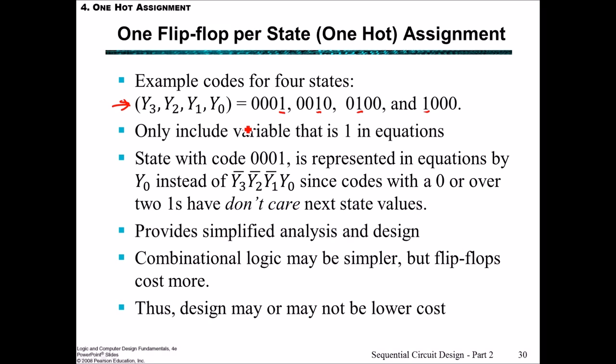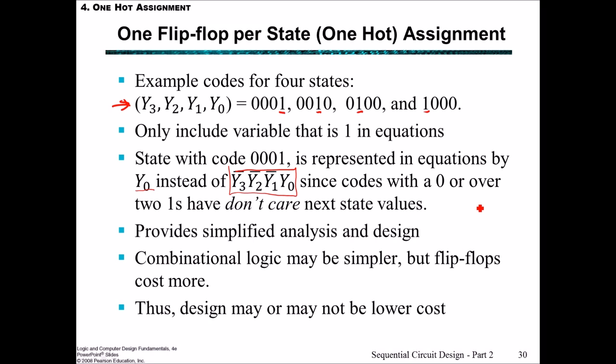So for example, we have the state code 0001, which really should be represented by this expression: not Y3, not Y2, not Y1, and Y0. But in fact, if you just say it means Y0 is on and the others are all off, because of knowing ahead of time that we're using this one-hot assignment, then we have don't cares next to the other state values. And it is said that this can provide some simplified analysis and design.